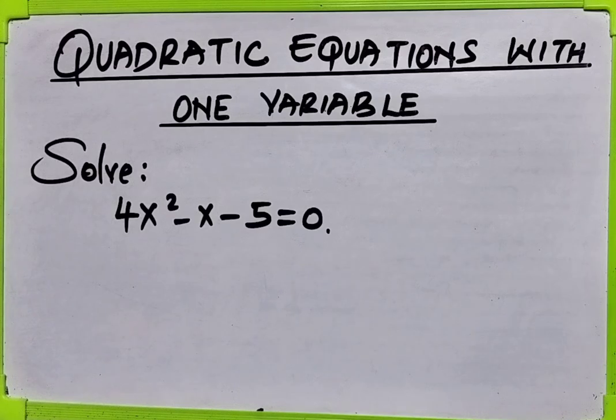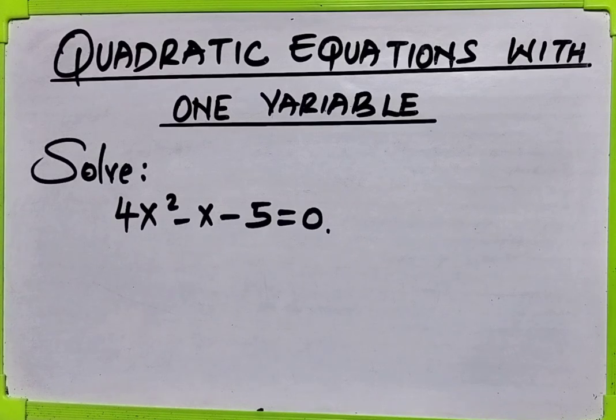Quadratic equations with one variable. We have a problem. Solve 4x squared minus x minus 5 equals 0. That is our quadratic equation. It has one variable, that is x, and we're supposed to solve for the value of x.